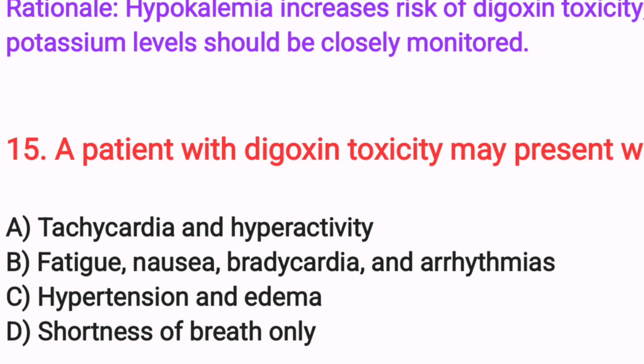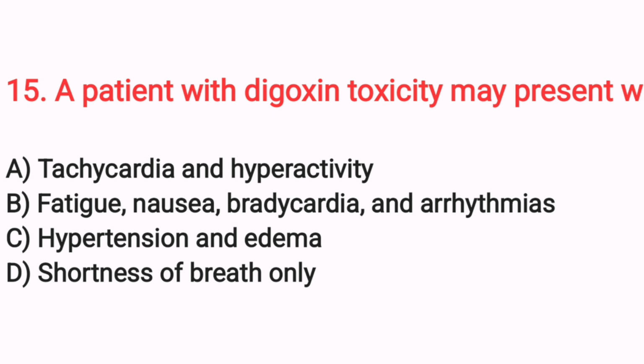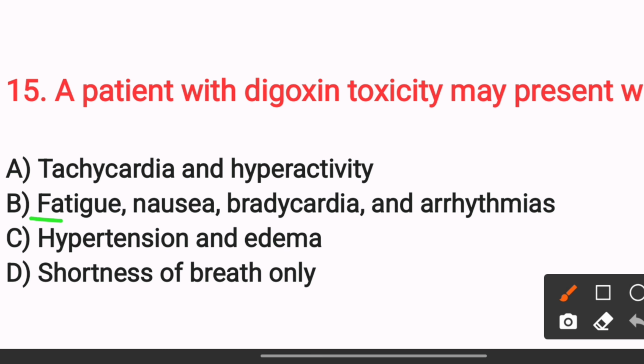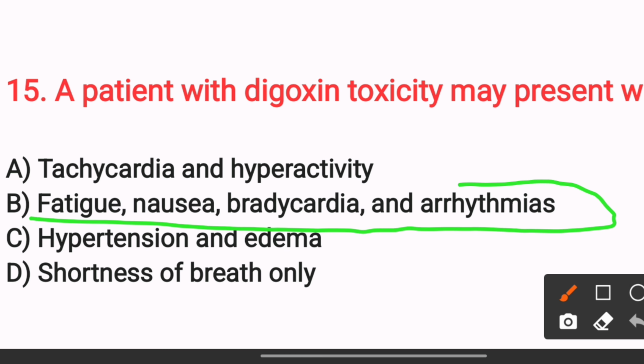Next, a patient with digoxin toxicity may present with option A, tachycardia and hyperactivity. Option B, fatigue, nausea, bradycardia and arrhythmias. Option C, hypertension and edema. Option D, shortness of breath only. The answer is option B, fatigue, nausea, bradycardia and arrhythmias.